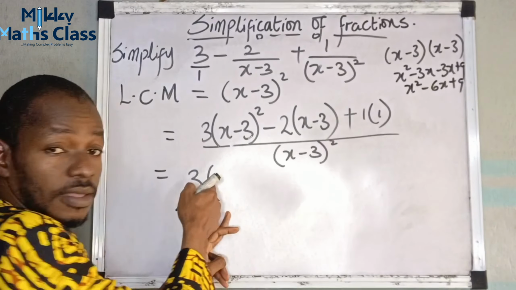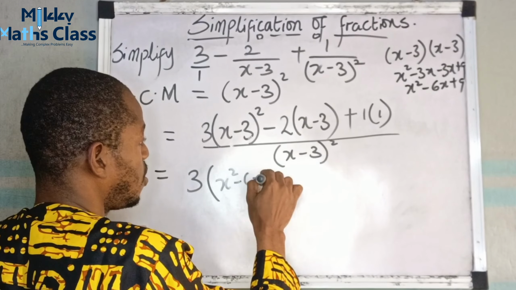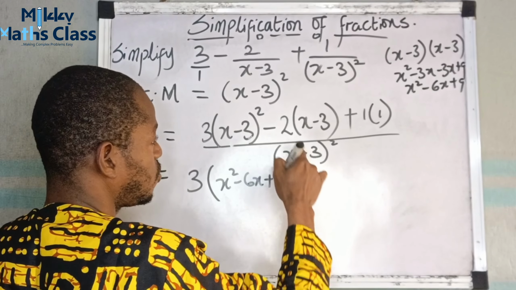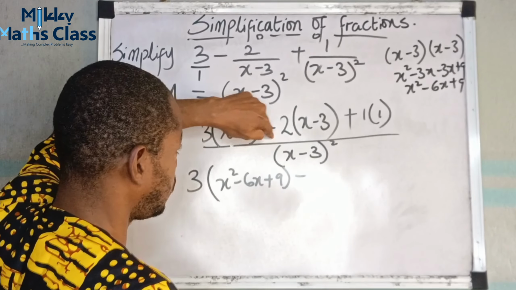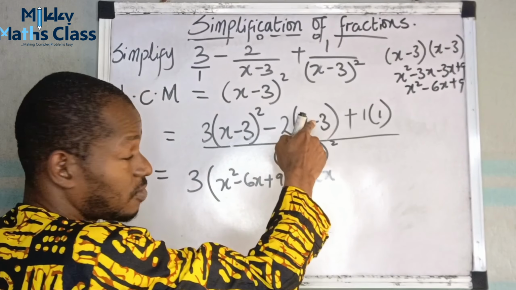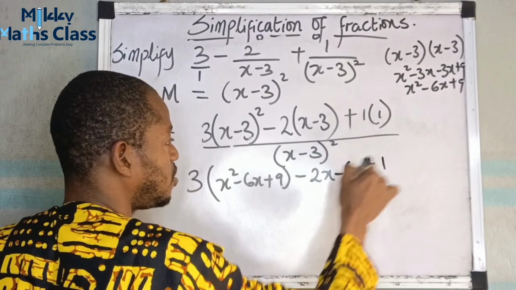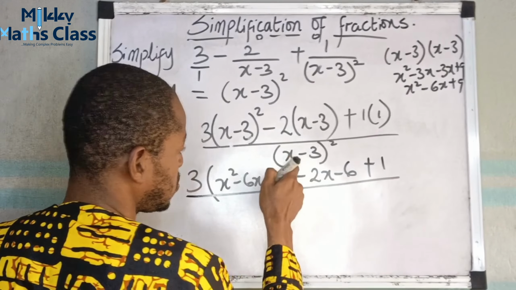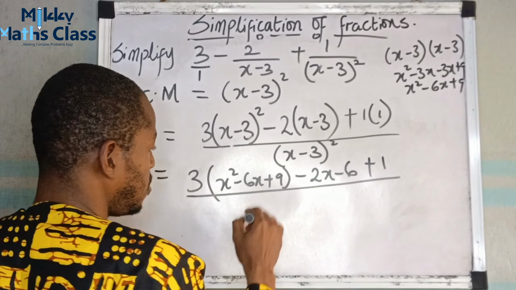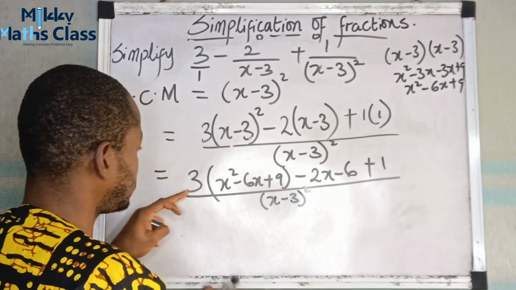So we put it here. So this becomes x squared minus 6x plus 9 minus, let's expand this, negative 2 times x, that's negative 2x, negative 2 times negative 3, that's negative 6, plus 1 times 1 is 1 over, don't forget, our x minus 3 all squared. So from here, let's expand.